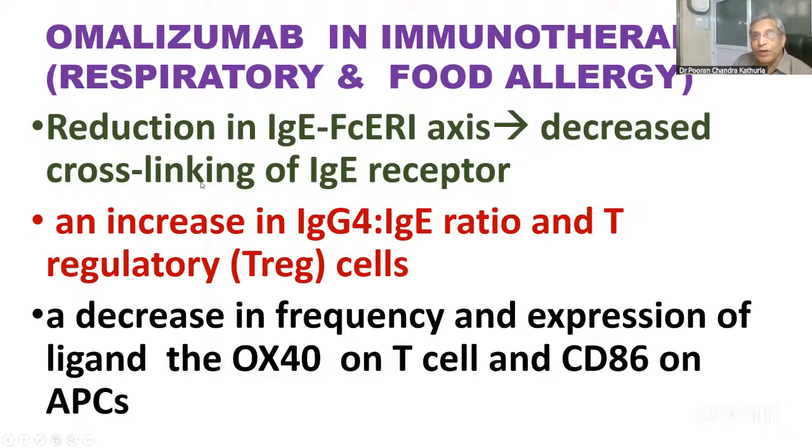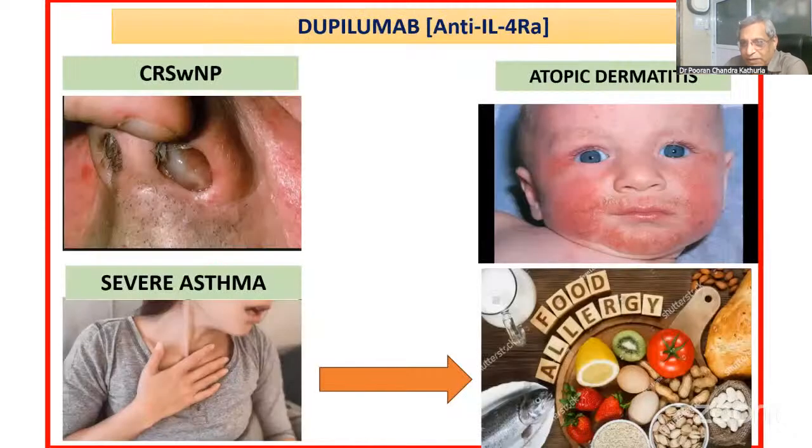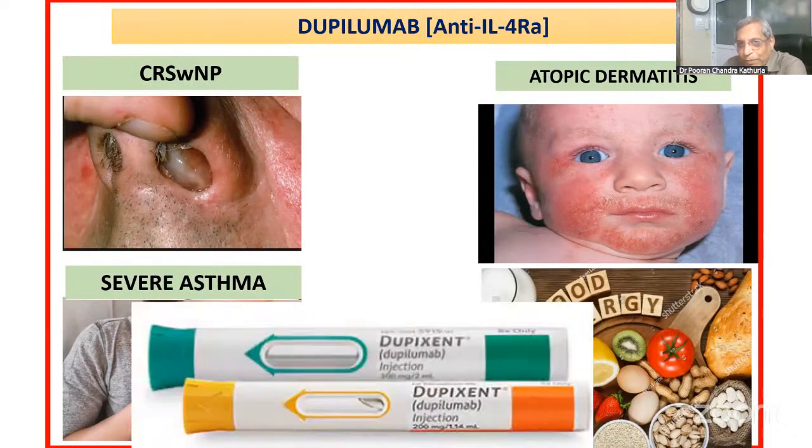So friends, omalizumab in immunotherapy, whether respiratory or food allergy, gives a reduction in the IgE axis, decreased cross-linking of the IgE receptors, an increase in the IgG4 to IgE ratio, and a decrease in the frequency and expression of the ligand OX40 on T cells and CD. Now, other uses are there: food allergy, nasal polyp. We are not going into that therapy. But the second most important biological is the anti-IL-4 receptor alpha.